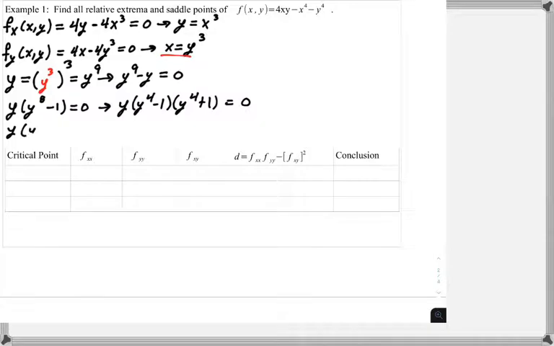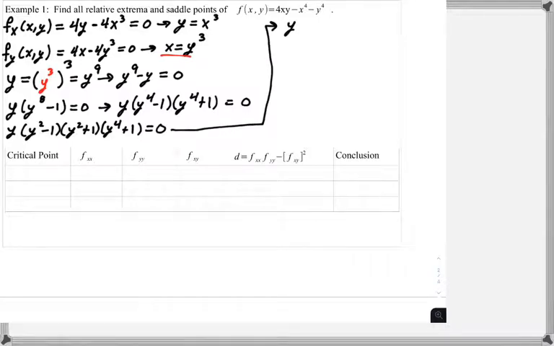But y to the 4th minus 1 is a difference of squares, so that factors into y squared minus 1 and y squared plus 1, and then times y to the 4th plus 1, and that's equal to 0. But wait, y squared minus 1 is a difference of squares, so that factors into y minus 1 and y plus 1. Y squared plus 1 is a sum of squares, so that doesn't factor over the real numbers. Neither does y to the 4th plus 1.